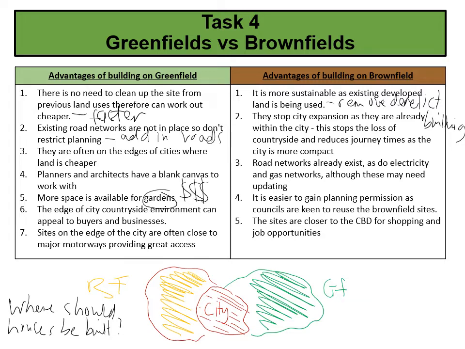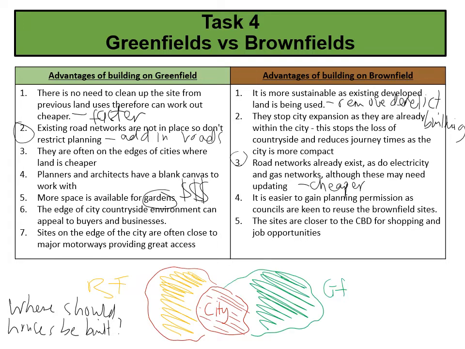Now that's an example on a very small scale. So what are the other advantages of building on a brownfield site? So let's look at number 3. The road networks already exist, which they don't in a greenfield site. And so do electricity and gas networks, which means that it will be cheaper to sort out the electricity and the gas and the water access for these areas.